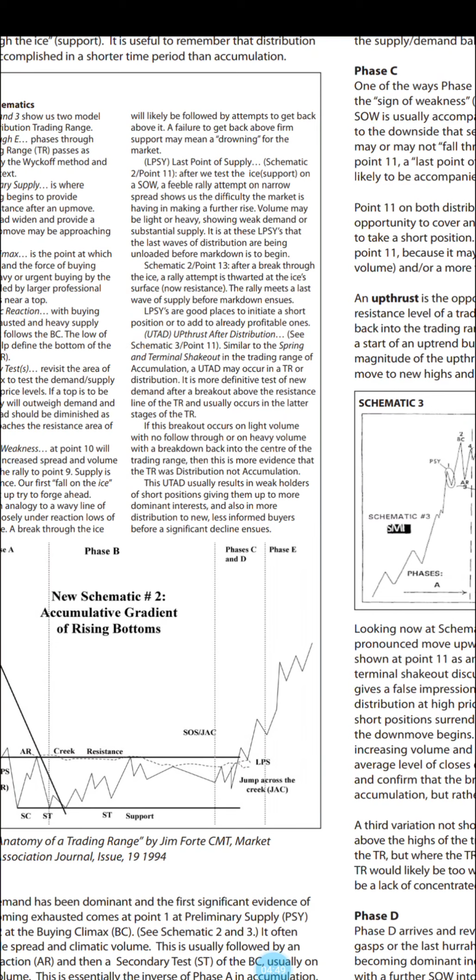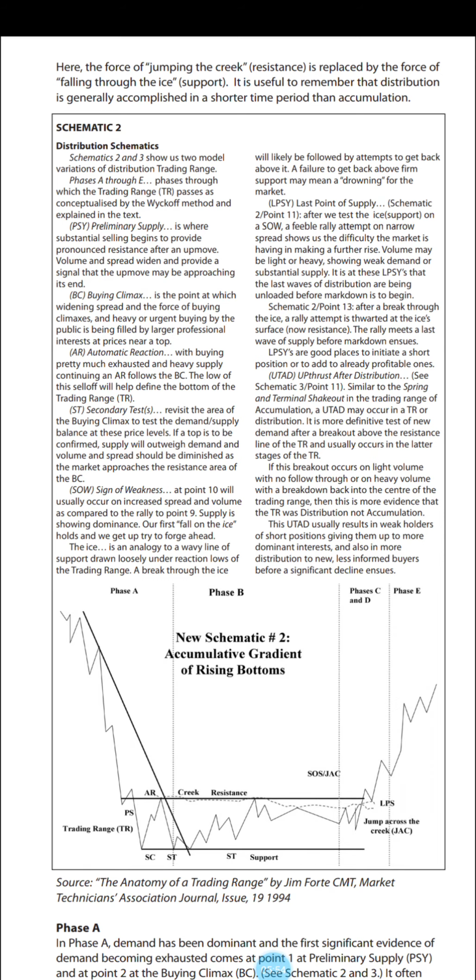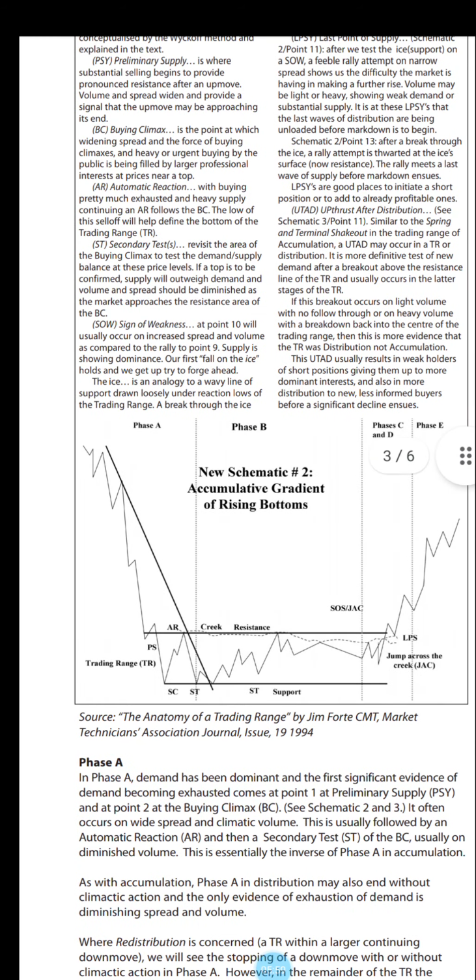Schematic 2.13, after a breakthrough of the ice, a rally attempt is thwarted at the ice surface. Now resistance, the rally meets a last wave of supply before a markdown ensues. So let's see. Last points of supply are good places to initiate a short position or to add to an already profitable one. Upthrust after distribution. See schematic 3.11. So we have to go to the other one. Here's all the points.